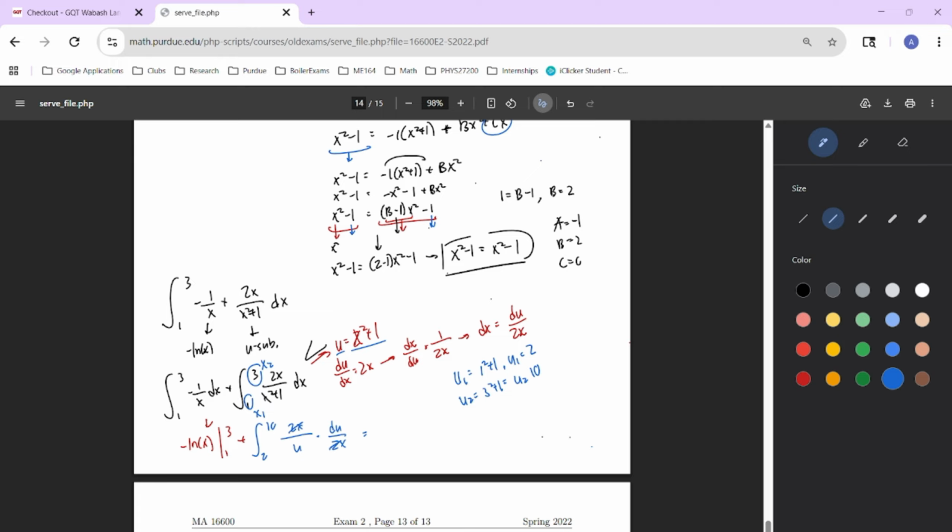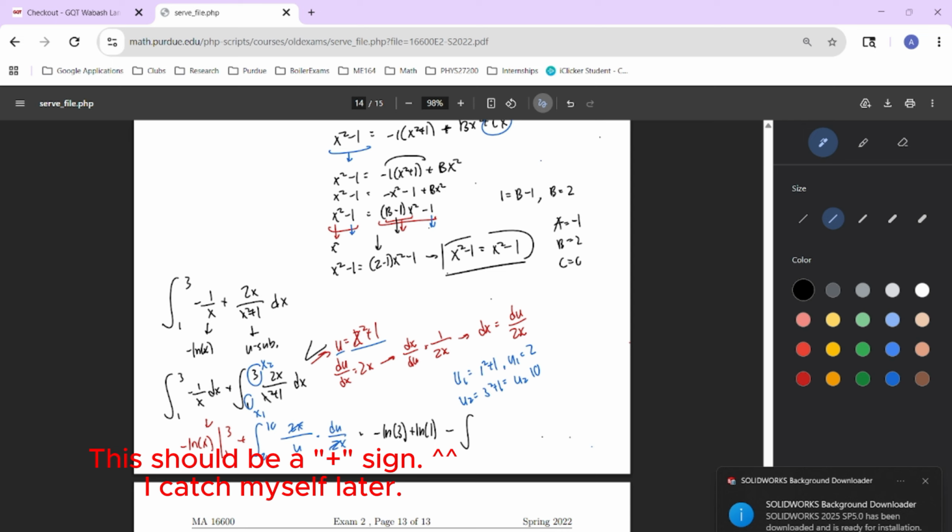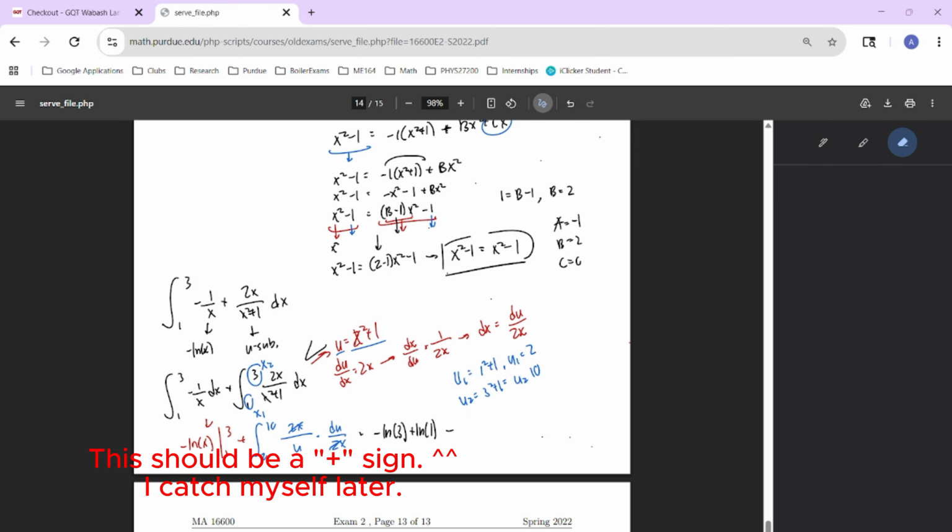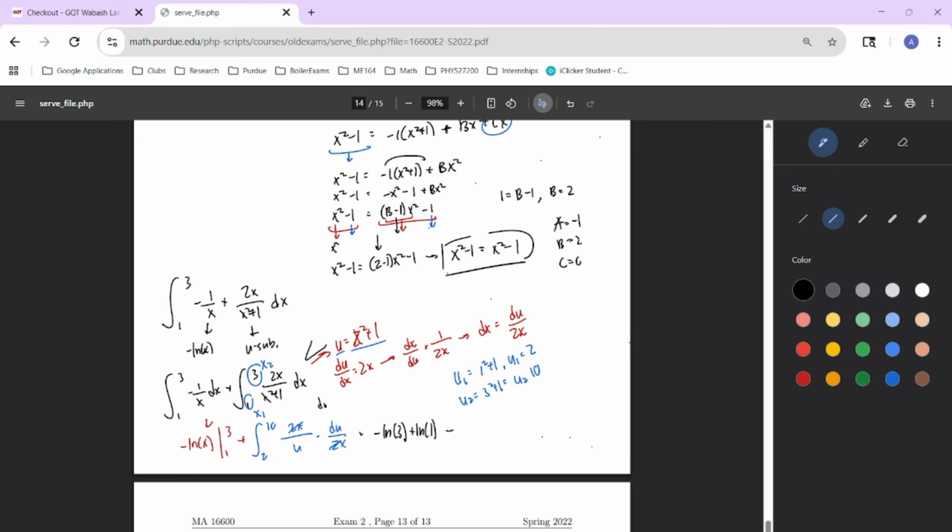These eliminate. Now you're left with negative ln of 3 plus ln of 1, and then minus the integral here of 10. Not the integral, but you can rewrite this as du over u. So it'd be the integral from 2 to 10 of du over u. That would simply become ln of u from 2 to 10. I'm going to put that in parentheses.